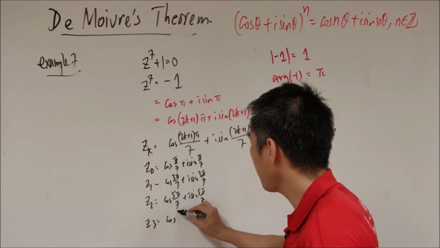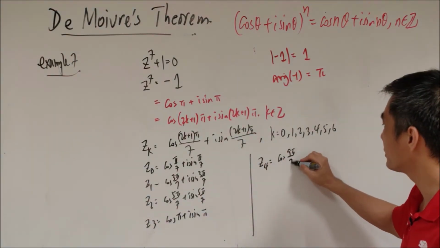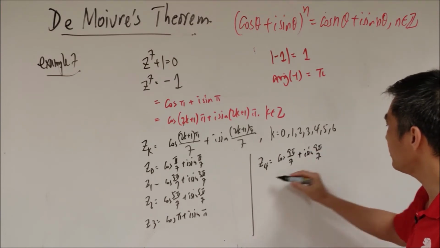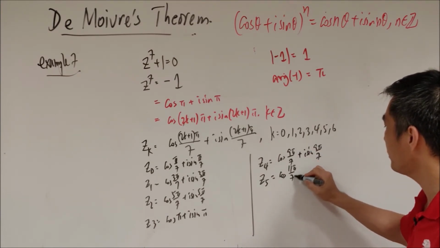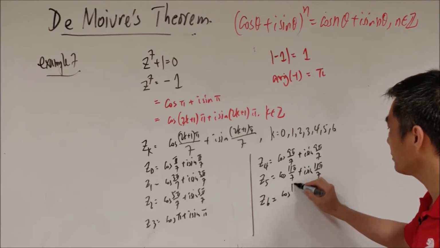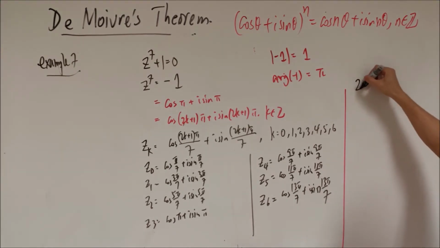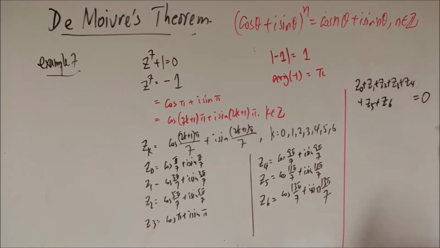Z3 equals cosine π plus i sine π. And Z4 equals cosine 9π/7 plus i sine 9π/7. Z5 equals cosine 11π/7 plus i sine 11π/7. And finally, Z6 equals cosine 13π/7 plus i sine 13π/7. So the sum of these equals 0.